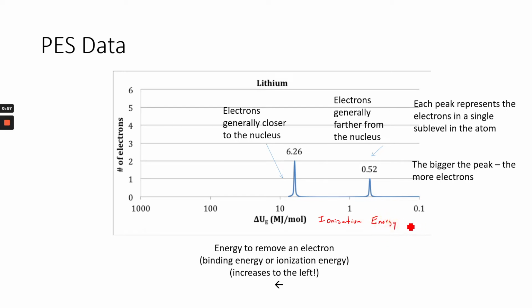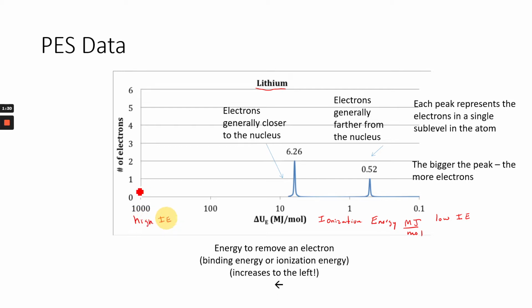Most of the time, it's in megajoules per mole. So we're not talking about one atom here. We're talking about a mole of atoms. And you will get some peaks. Now, this is for lithium. The electrons that are generally closer to the nucleus will give you a peak on the left. But look at the scale of your x-axis, and notice that it goes from low ionization energy to high ionization energy.